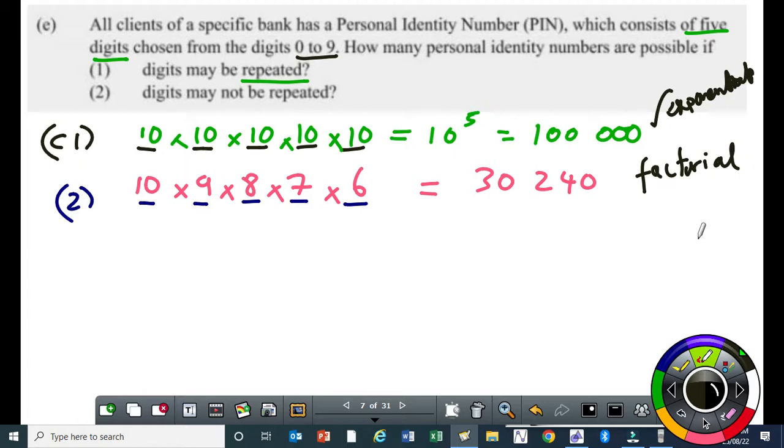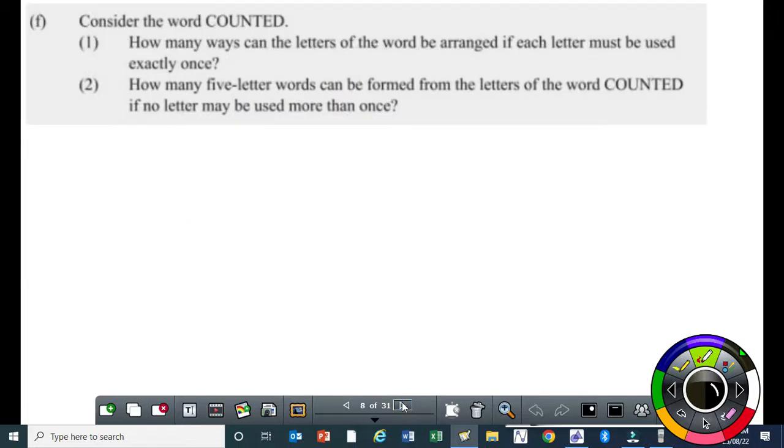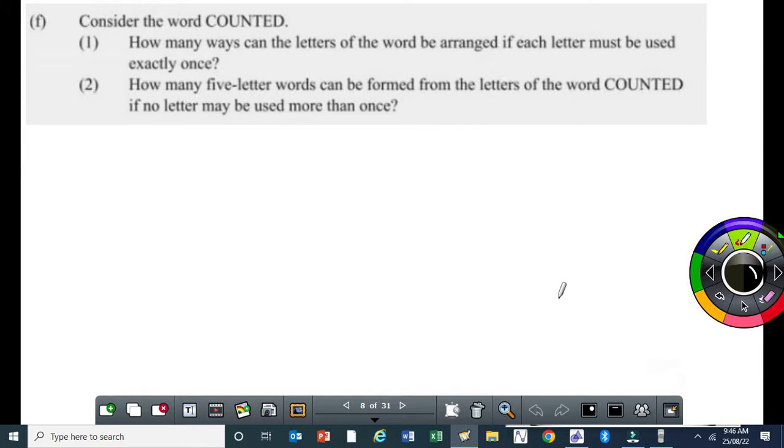Okay, let's see if we've got another example. Let's do this one before we go for break.